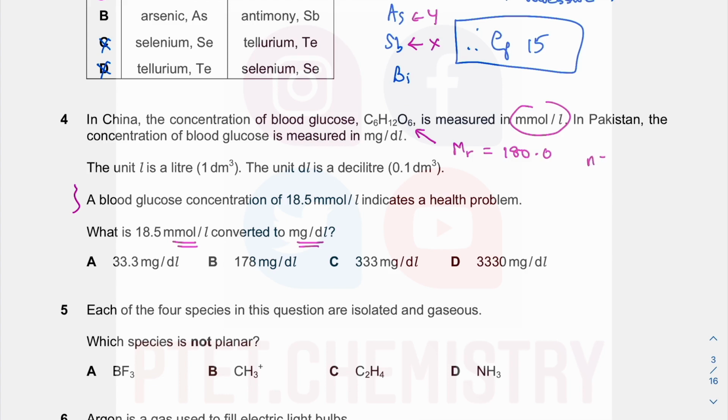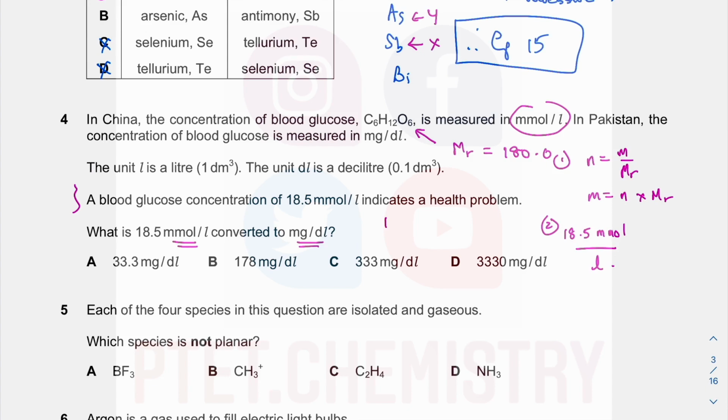So we know that mole equals mass over MR. So if I want to convert mole into milligram, if I want to convert mole into mass, so mass is mole times MR. So that is just rearranging it. I want the mass, so bring that up. So if you follow through the unit, you should be all right.